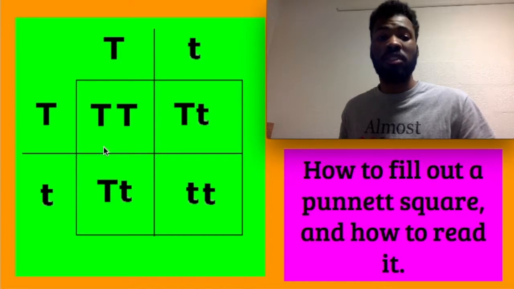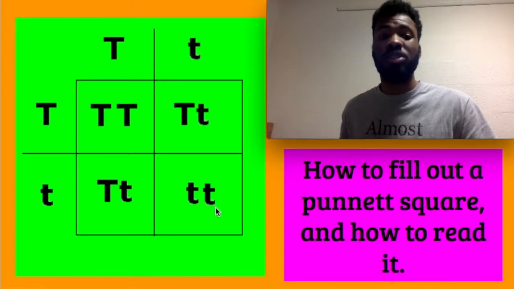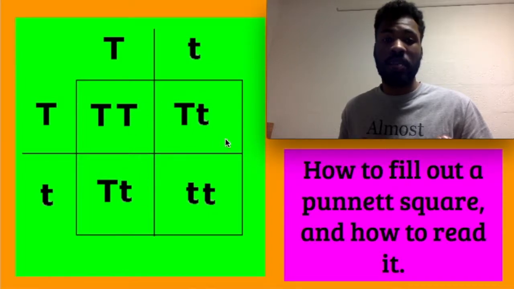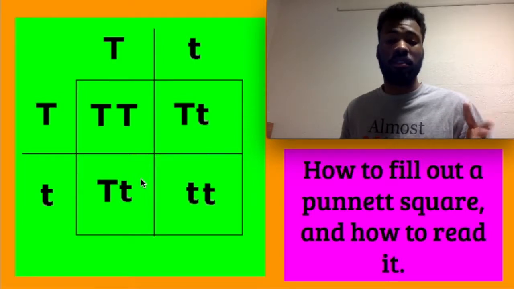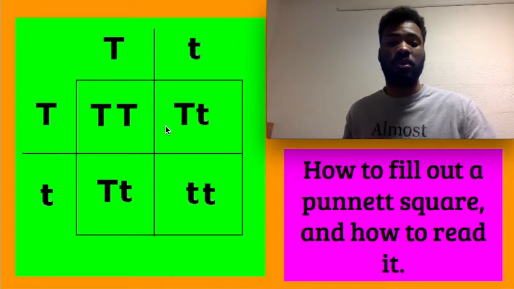So here there's a 75% chance that the kid's going to be tall and a 25% chance that the child is going to be short. That's because there are 3 with dominance, so 3 over 4 translates to 75%. And there's 1 out of 4, 1 over 4 translates to 25%.